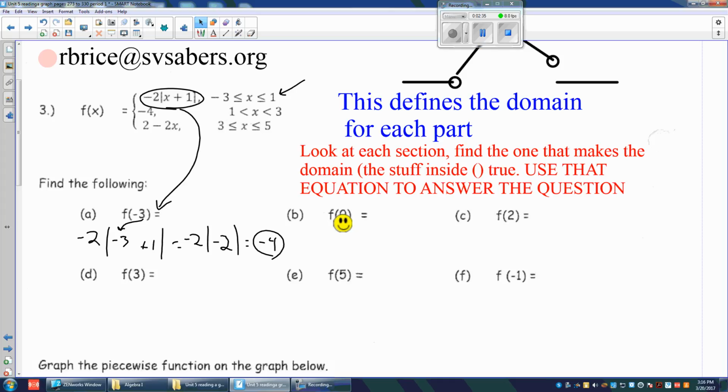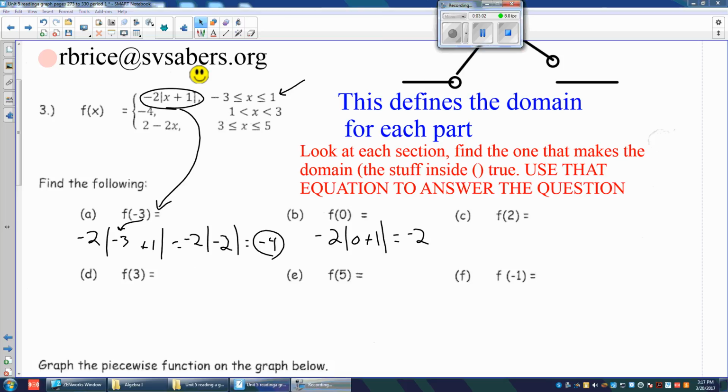I look at the stuff that makes 0 true. Is 0 between 3 and 5? No. Is 0 between 1 and 3? No. Is 0 between -3 and 1? Yes, it is. So I use that same one again. -2, absolute value, 0 plus 1, absolute value, equals -2, because that's -2 times 1.